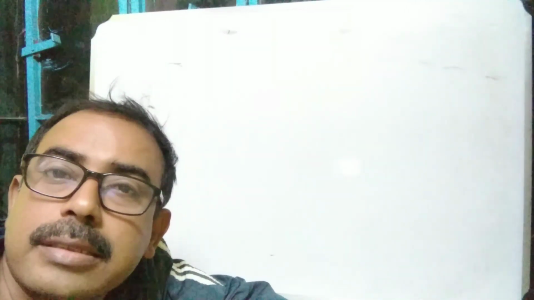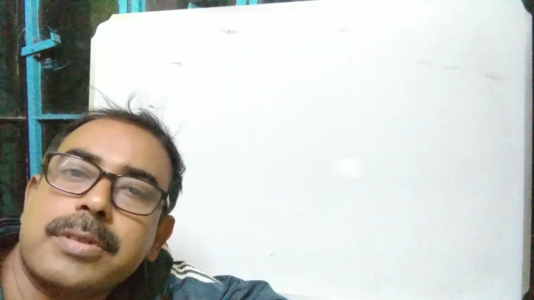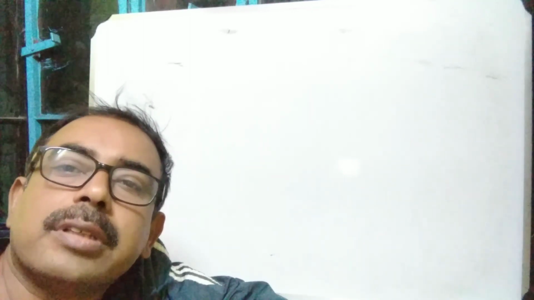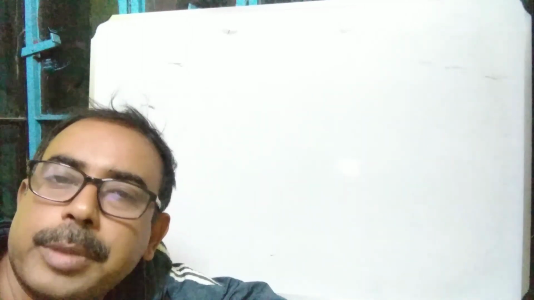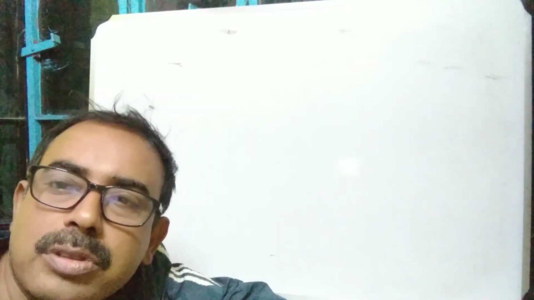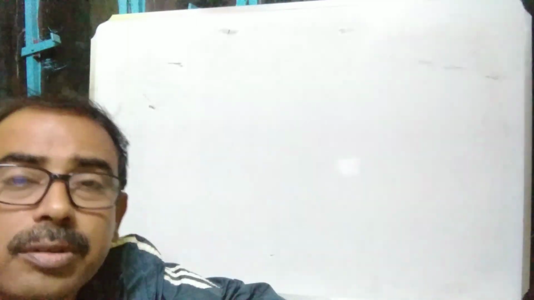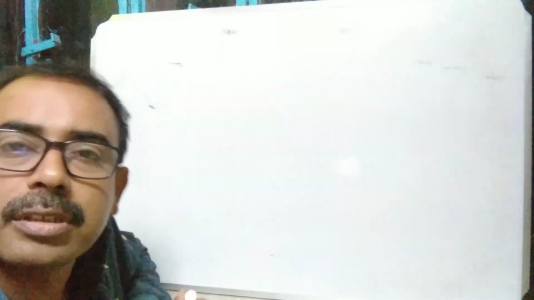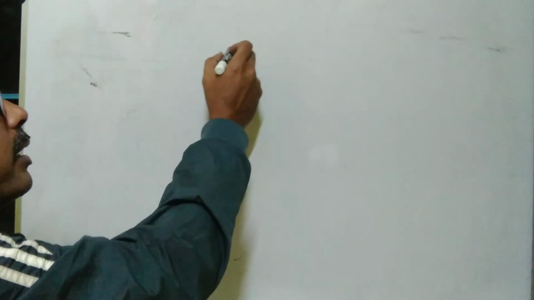Now today's topic is nomenclature of some hydrocarbons, especially by bond line formula, and after that we will also see nomenclature of some other compounds like aldehyde, ketone, etc. Now let's start with bond line formula. Now what is bond line formula? Where only the bonds are shown.